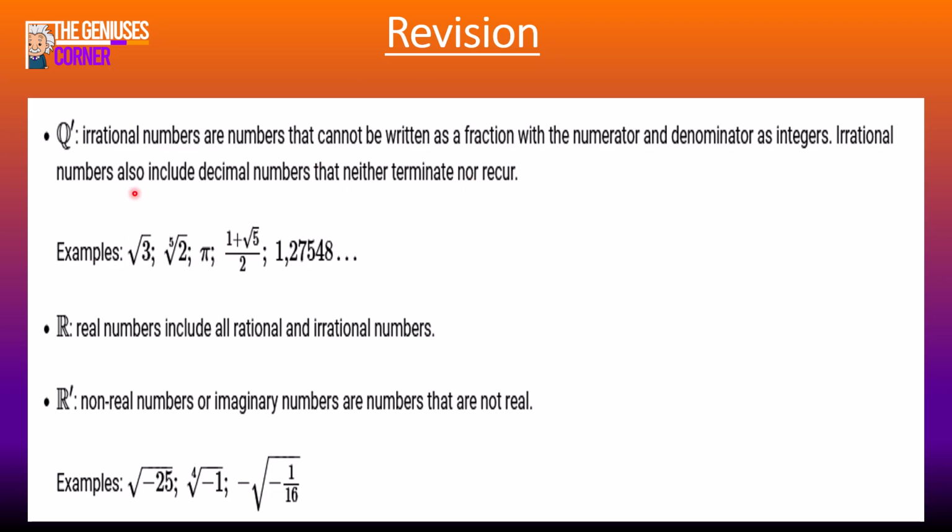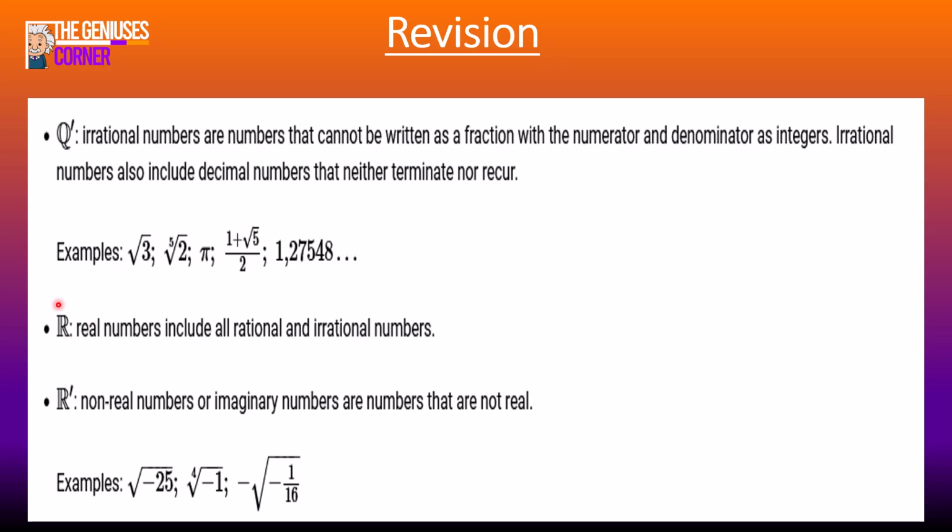And then we're given an example as root 3. Root 3 is irrational. You can never write this as a fraction. And when you write this as a decimal, it doesn't terminate and it doesn't recur. The fifth root of 2, we have pi, like I made an example before. We have (1 plus root 5) over 2 and 1.27548, and so on and so on. So you can definitely see that these are irrational numbers.